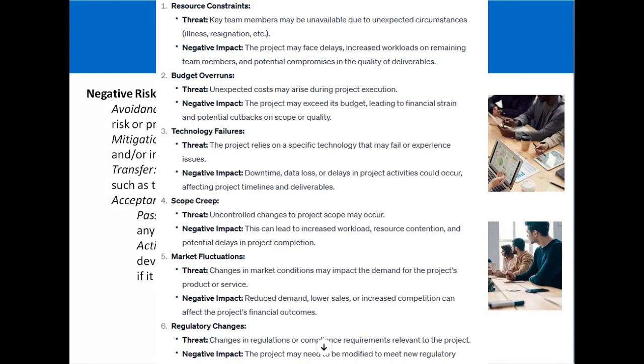Next is the negative risk or threats. For negative threats, obviously we will try our level best to minimize those risks. The approach for negative risk is avoidance. Avoidance means changing the project plan to eliminate the risk or protect the project objectives.